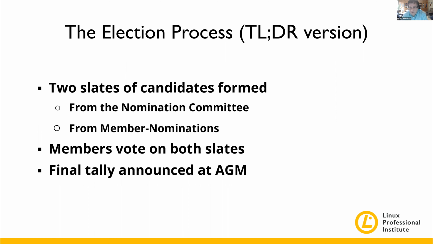So every member is going to get a ballot that's going to have two slates of candidates. They're going to say, vote for 3 from this list and vote for 1 from this list. And so every member is going to get those two lists. And the final tally, you will be able to vote on these up until the date of the annual general meeting, which is going to be next spring, a date yet to be determined.